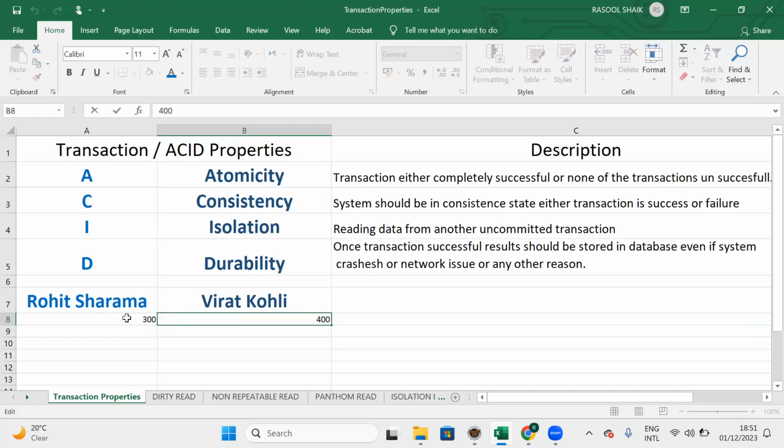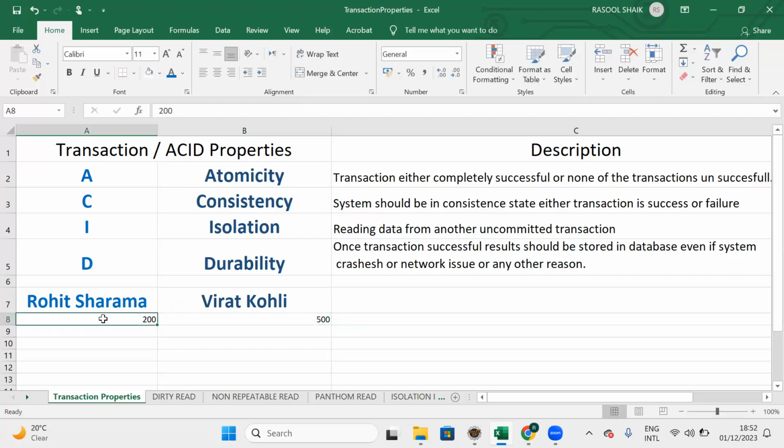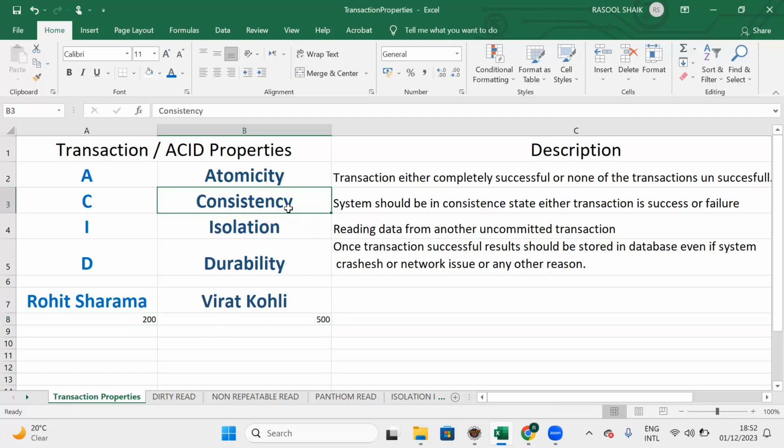Similarly, let's assume the transaction is successful. Rohit Sharma transferred 100 rupees, then his bank account balance will be 200 and the other bank account balance will be 500. If you calculate the sum of the bank account balances, it is again 700. So whether the transaction is successful or failed, the sum of both the bank account balances should be the same. That is nothing but consistency.